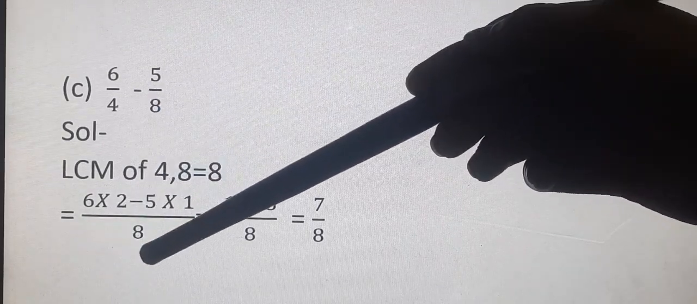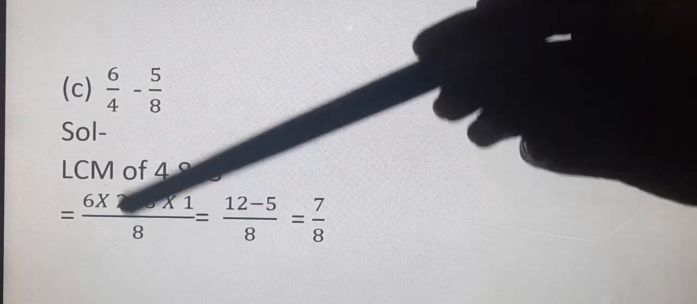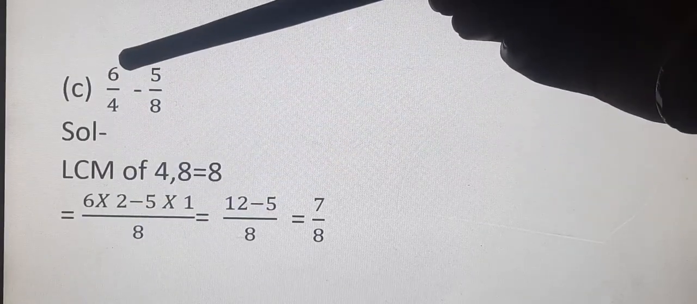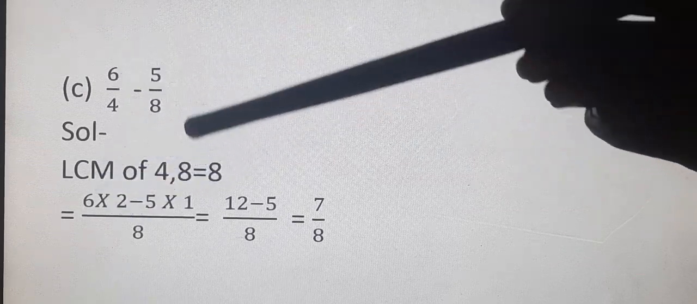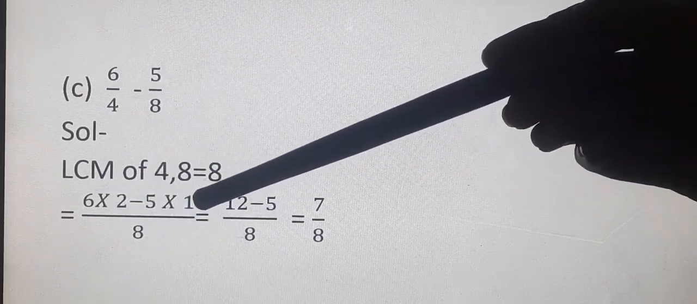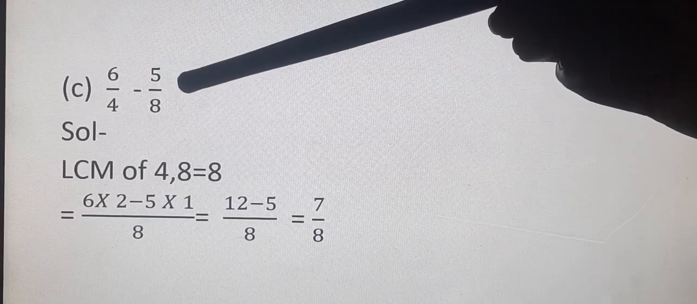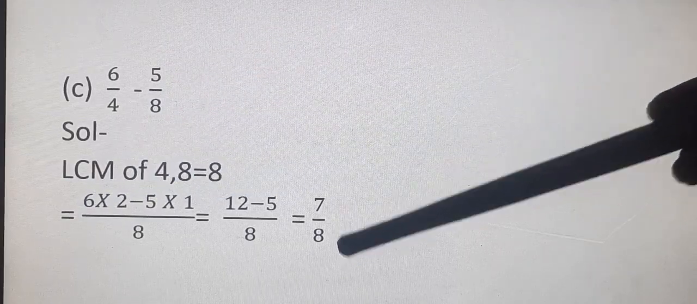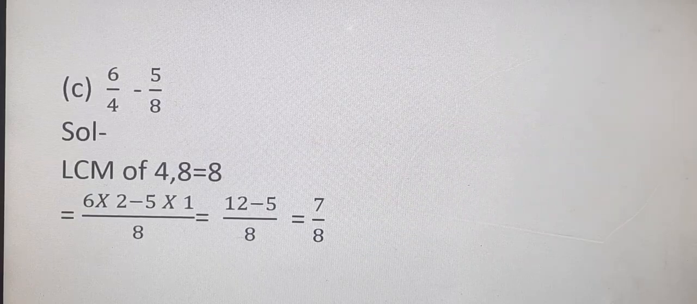Now write 8 as a denominator, put bar, divide 8 by 4. 4 2s are 8. 2 multiply by 6 minus 8 divide 8 will give answer 1. 1 multiply by 5. 6 2s are 12. 12 minus 5, 7 upon 8. It is a proper fraction, so no division will be there.